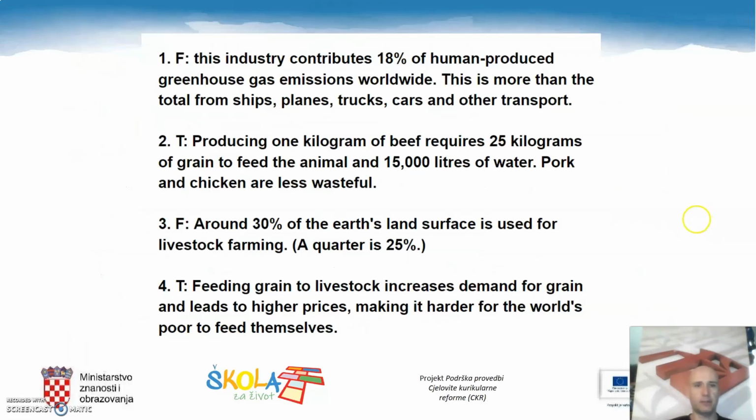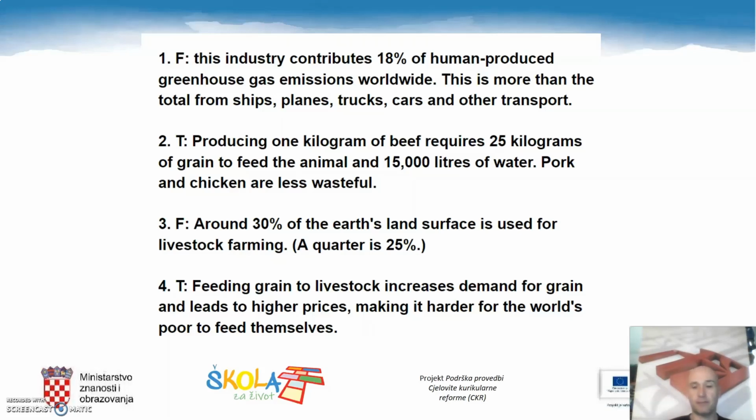And here are the results. The first statement is false. The meat industry contributes to 18% of human-produced greenhouse gas emissions, which is more than the total for ships, planes, trucks, cars, and other transport. The second statement was true. For 1 kilo of beef, we require 25 kilograms of grain and 15 liters of water.